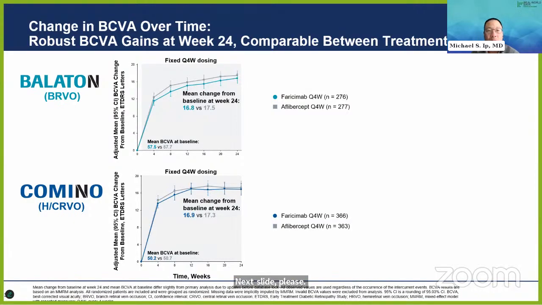And you can see here the visual acuity results at the end of the fixed interval treatment phase of 24 weeks. And you can see that for both Balaton and Camino, there was non-inferiority of the faricimab 6 milligram compared with aflibercept 2 milligram.